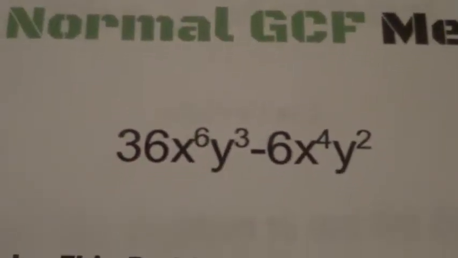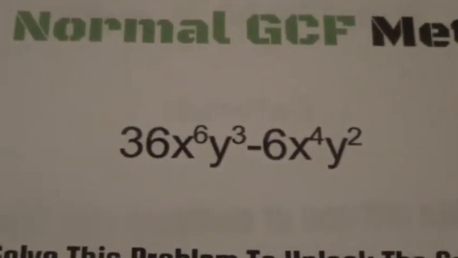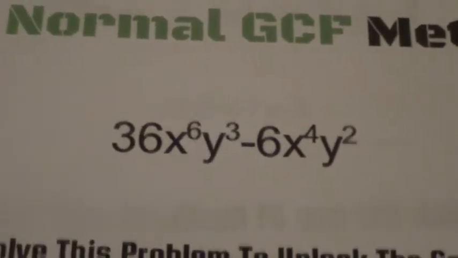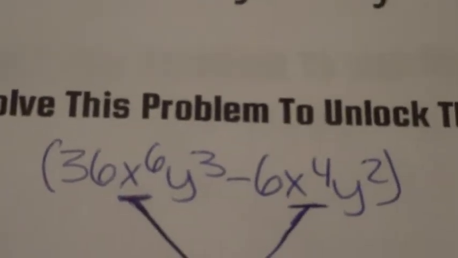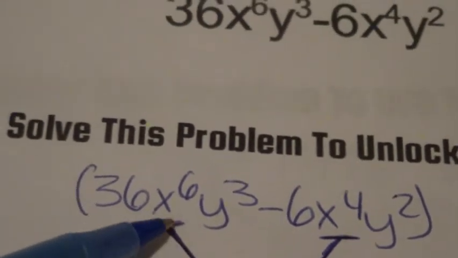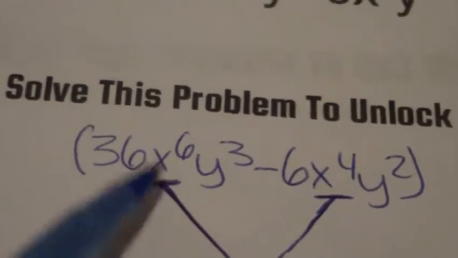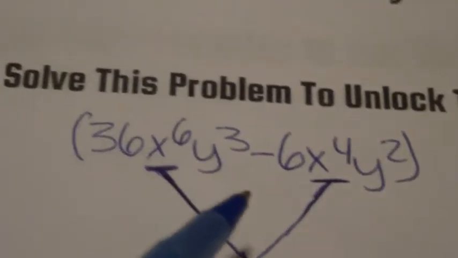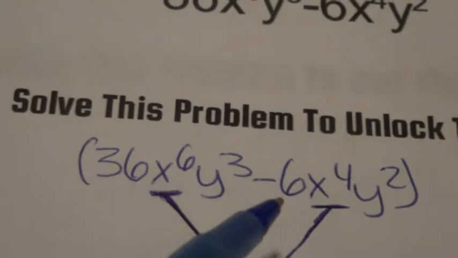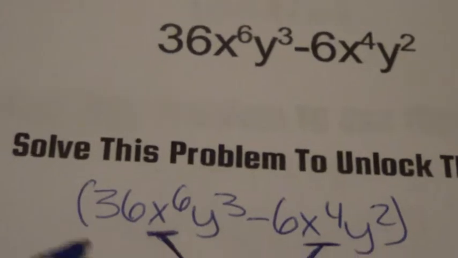Alright, so the first thing we're going to solve is by using the normal GCF method. It is 36x to the 6th, y to the 3rd, minus 6x to the 4th, y to the 2nd. The first thing you're always going to want to do is put the problem in parentheses to start off. And then you're going to want to look specifically towards the x's, because they're the first things you should start off with. You're going to look at both of these x's and say, what is common between them? They both have exponents, but what common number can we take away so that they both aren't negative, but we take away as much as we can from each one?